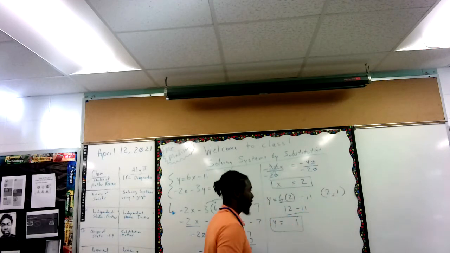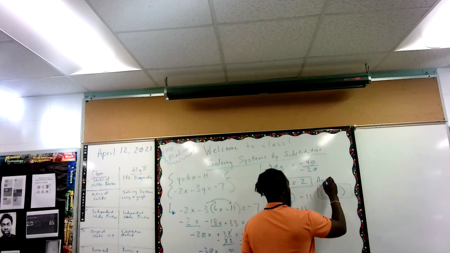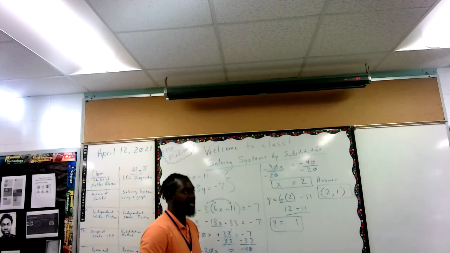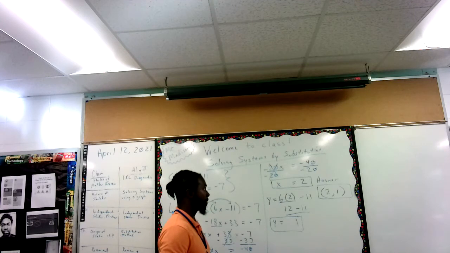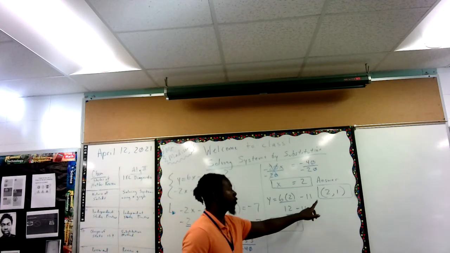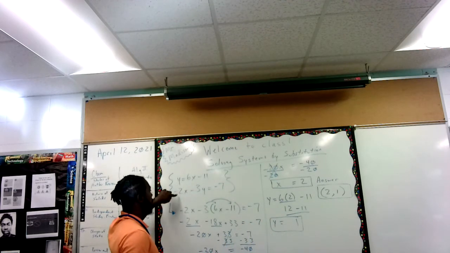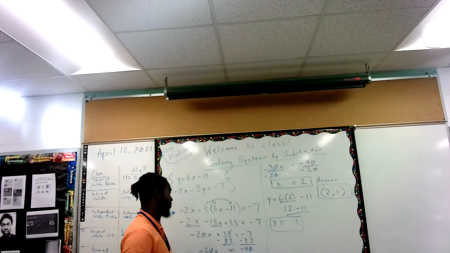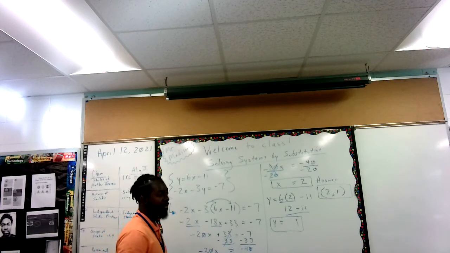But what does that even mean? This is the answer. What does this mean, though? I just wrote a 2, comma 1. What is that? We have to define what that is. I'm going to tell you. What that says is, at the point 2, 1 on the graph, these two lines intersect. That's all that means.